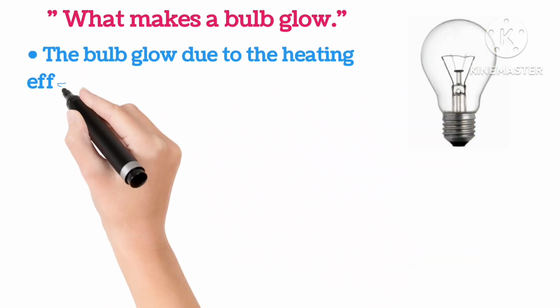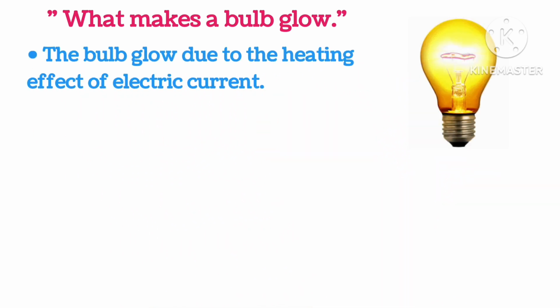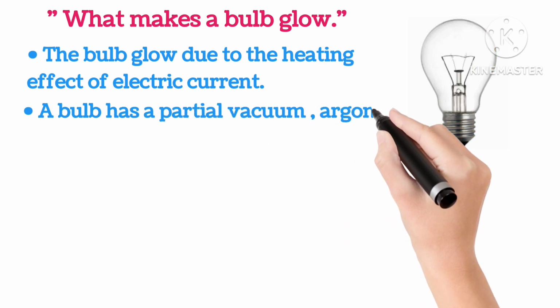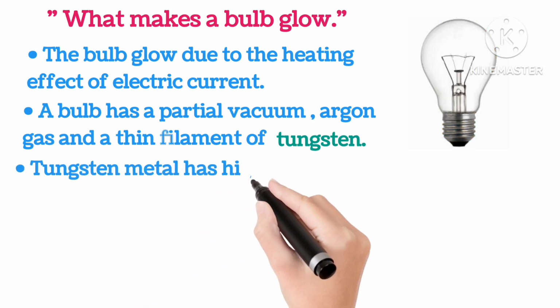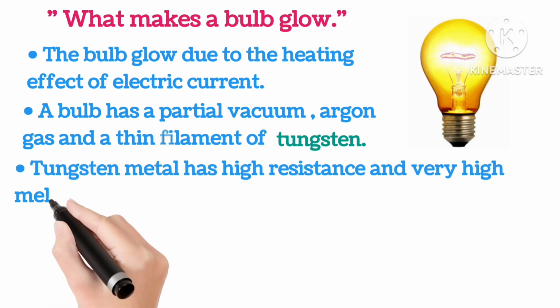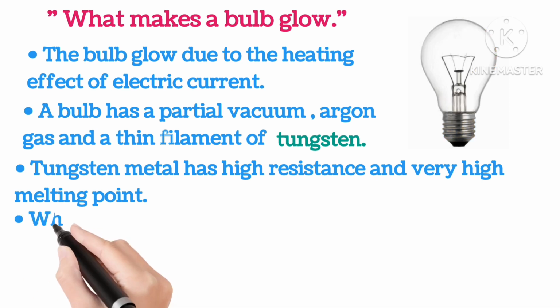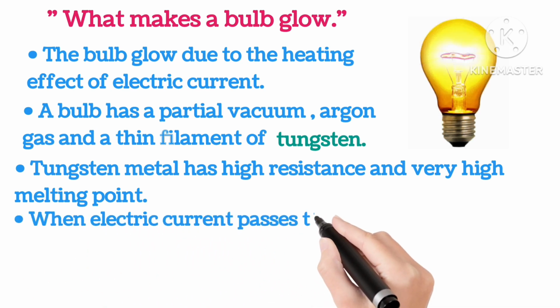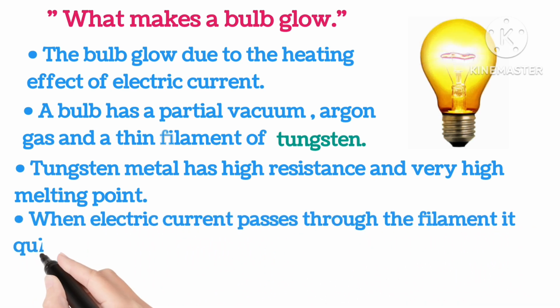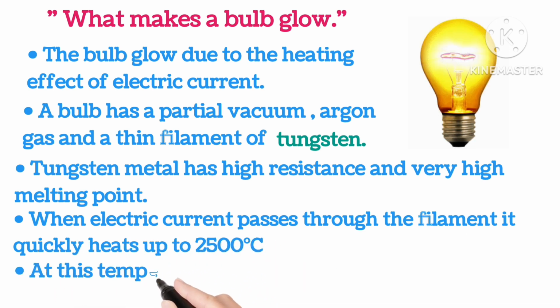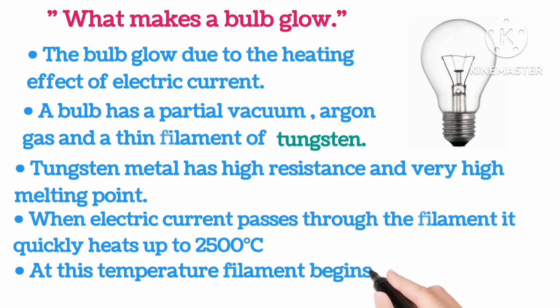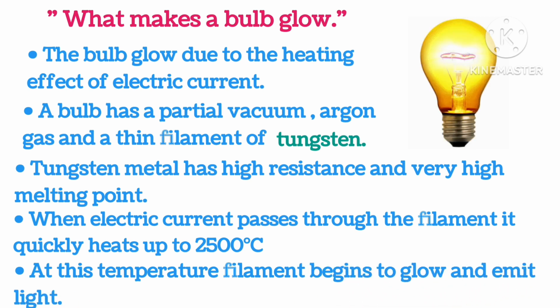The bulb glows due to heating effect of electric current. A bulb has a partial vacuum, argon gas, and a thin filament called tungsten. Tungsten metal has high resistance and very high melting point. When electric current passes through the filament, it quickly heats up to 2500 centigrade. At this temperature, the filament begins to glow and emits light.